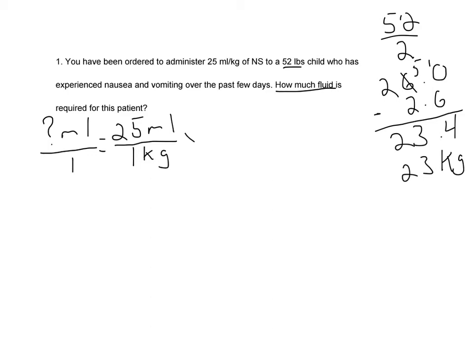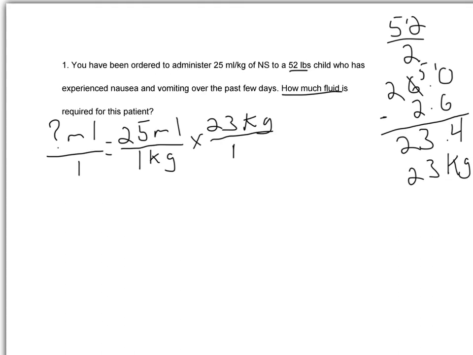We're going to multiply that by 23 kilograms. And we'll just put this over 1 so we can keep track of what we're allowed to cancel out. Okay, so now we're at the top where everything that's on the top of the equation, if there's something matching on the bottom, can be canceled out. So we're going to cancel out kilograms.